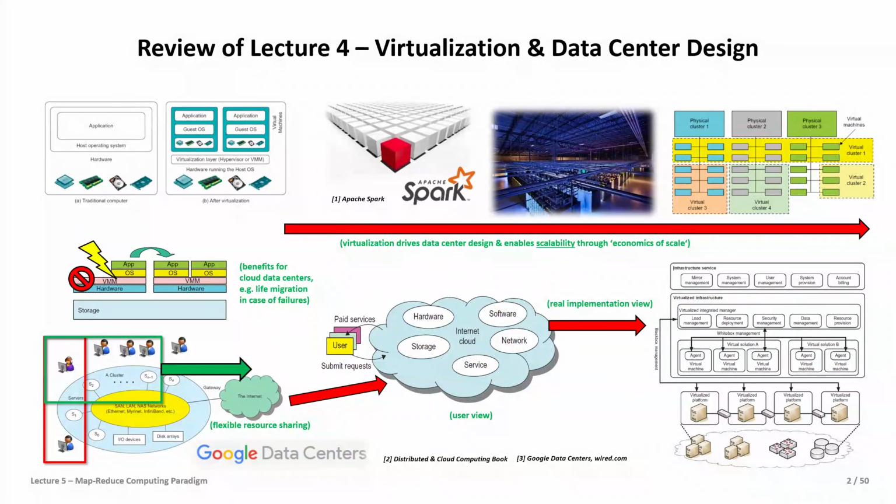So it looks like there's a beautiful cloud that extends or shrinks as we need, and we pay for it, we submit requests, paid services, we swipe the credit card, and then we get what we need. But the real implementation view is something which lecture 4 carried a little bit with this graphic, right? So it's quite a complex setup if you want to be a cloud provider. It's not at all that straightforward.